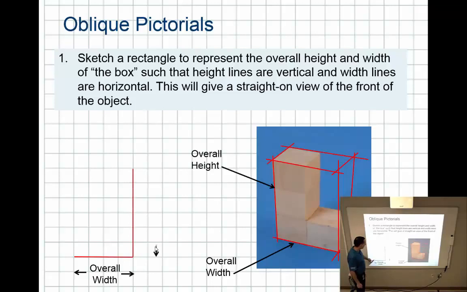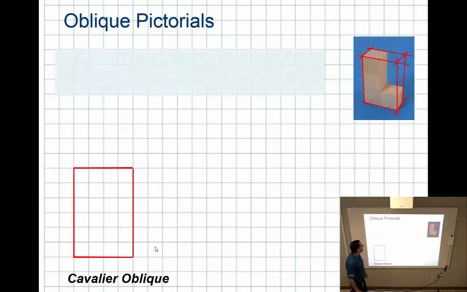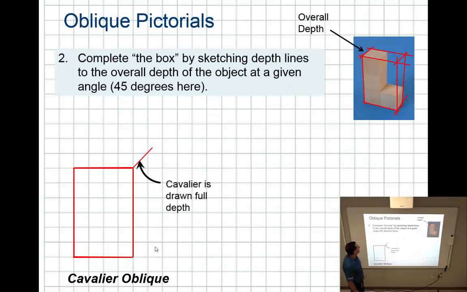The red lines that I'm showing here are called construction lines. Construction lines are drawn very, very lightly. They're not part of the final drawing, they're just what I use to create the final drawing. And so if I had to erase this, I would want it to be light enough that I could do that. Complete the box by sketching depth lines to the overall depth of the object. So in this case, our depth is 1, so I'm showing that here.